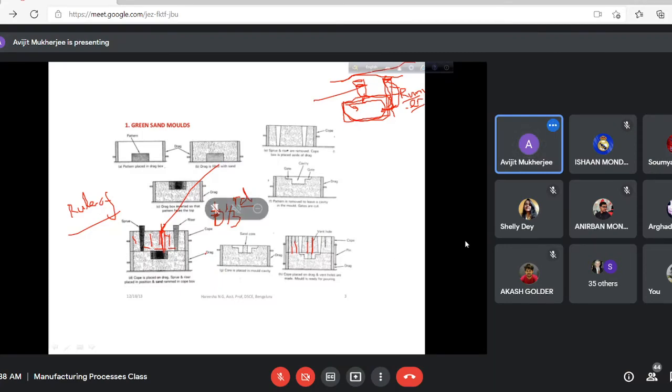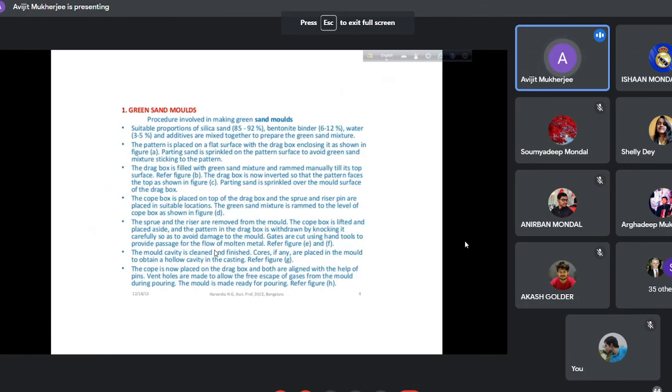So this is venting. In the mold, we have already mentioned that dry silica sand is a major share, 85% to 92%. Then some binder, bentonite clay or synthetic binder, 6 to 8, 12% or many more, or some other 20% maybe. Then water, some 3 to 5%, and additives to increase some properties. All these are mixed and the green sand mixture is produced.